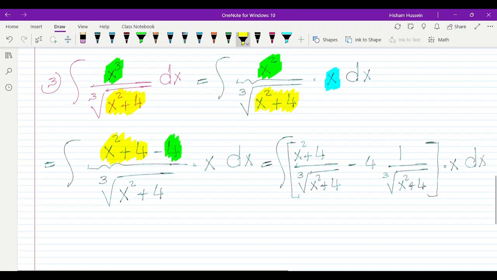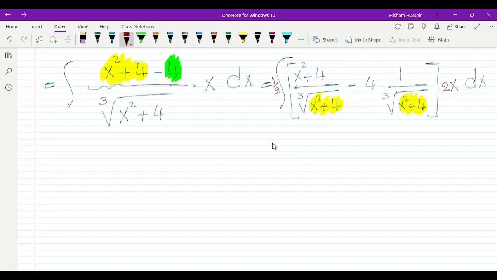x squared plus 4, its derivative is 2x. So we need to multiply this x by 2 and divide it by 2. And now split this integral into two integrals. This equals half integration of x squared plus 4 divided by the cubic root of x squared plus 4. In general, x divided by the cubic root of x, this equals x to the power 2 over 3.